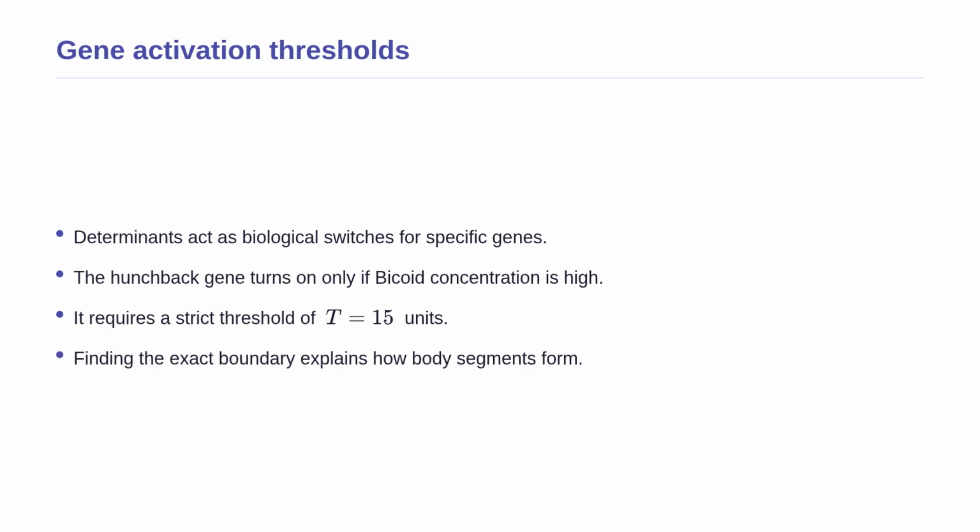This calculation we just performed leads us to an important biological concept: gene activation thresholds. In the same fruit fly embryo, the bicoid determinant acts as a switch to turn on a specific gene called hunchback. However, the hunchback gene will only turn on if the bicoid concentration is strictly greater than a specific threshold, which in this case is 15 units per cubic micrometer. This is a classic threshold problem in developmental biology.